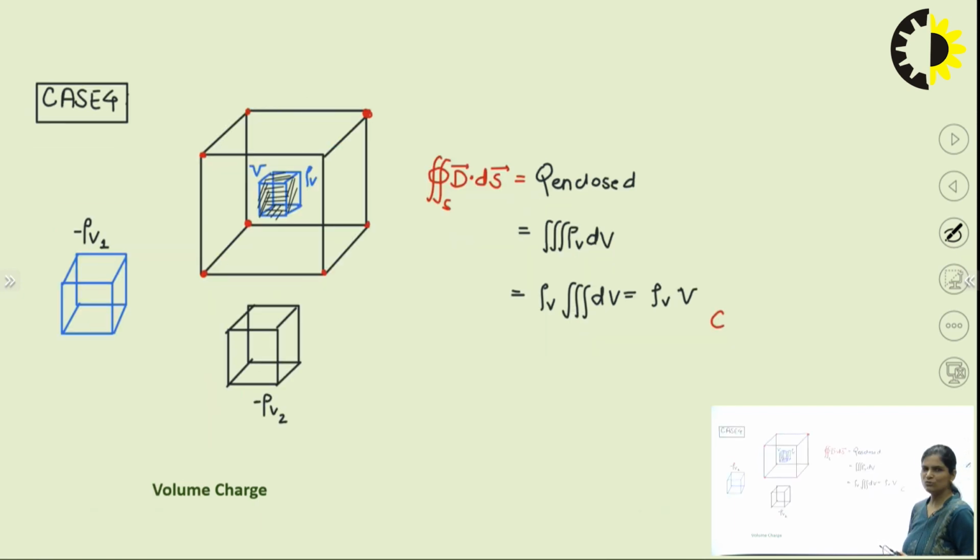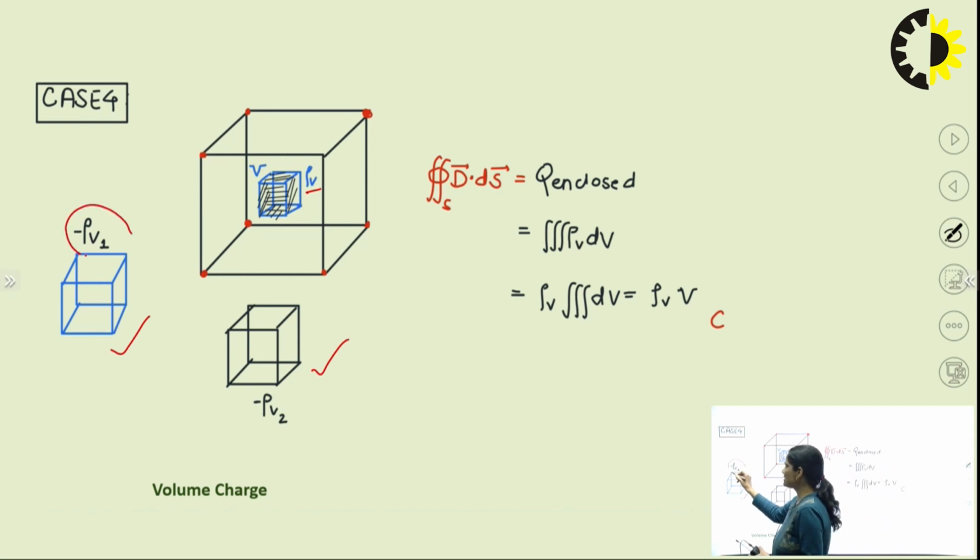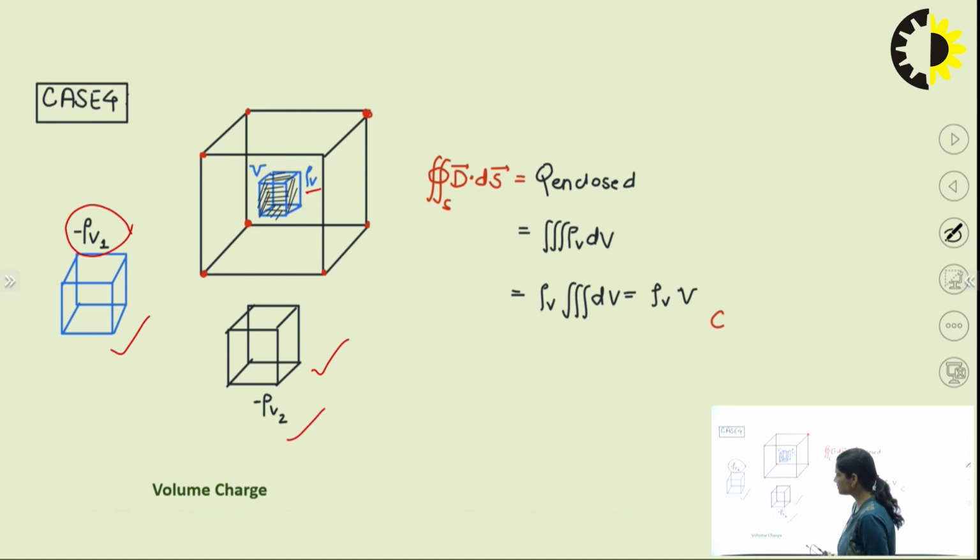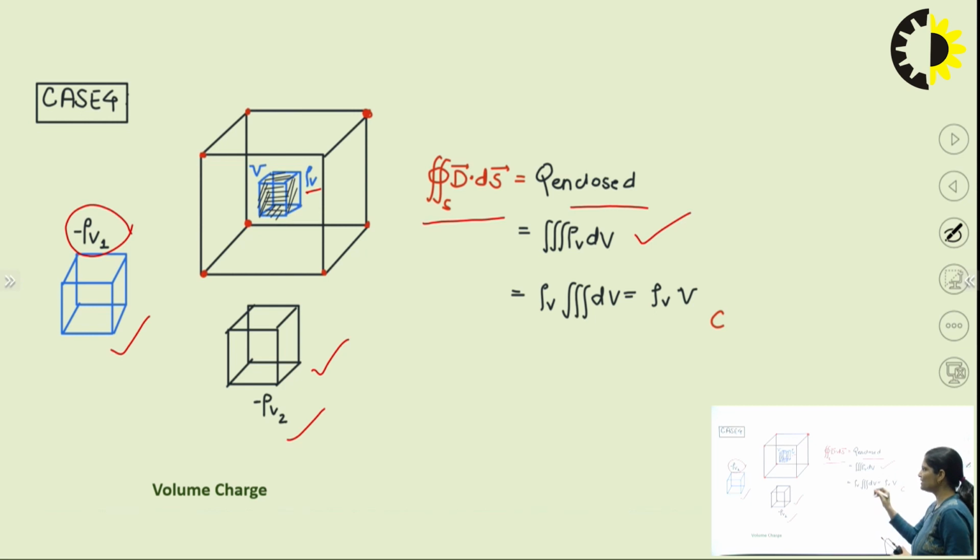Now the fourth case is volume charge. Here this is a volume, and inside some volume is present in this Gaussian surface. Its charge density is rho v and its volume is represented by v. Some closed cubes are outside this volume also. Their charge densities are minus rho v1 and minus rho v2. Now according to Gauss law, you have to find closed integration D dot dS is equal to Q enclosed, and you all know the formula for Q enclosed for volume is the triple integration of rho v dv. So rho v you can take common outside this integration, and the integration of dv is equal to v. So closed integration D dot dS is equal to rho v dot v coulomb.